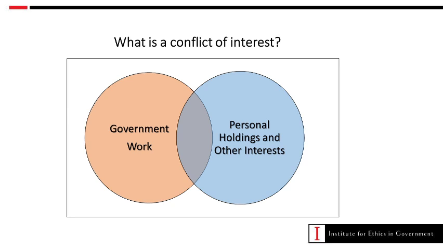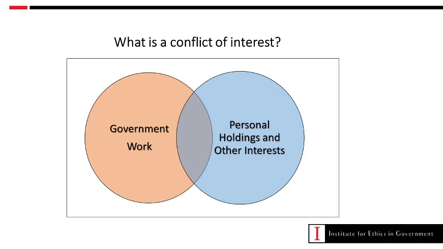So we're really looking for an overlap between the government responsibilities of our filers and their private, personal, financial interests, business arrangements, things like that, so that those outside interests do not improperly influence or sort of pollute their ability to do work on behalf of the government.